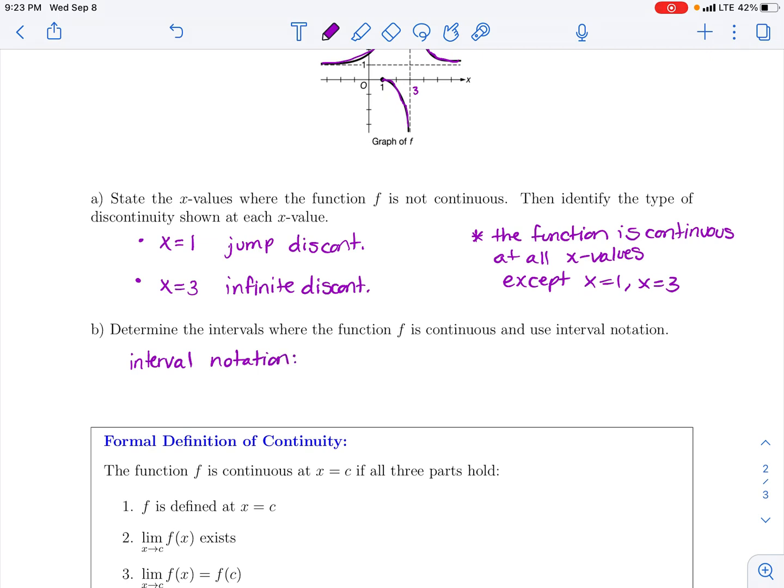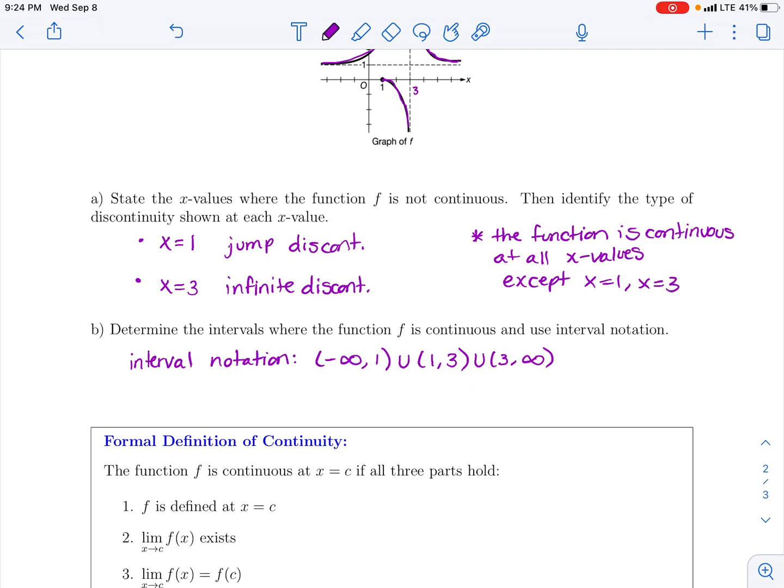Okay, well, I'm going to start with negative infinity and go all the way up to where my first x value is excluded. So from negative infinity to 1, I'm continuous. And then I'm also continuous from 1 to 3. So now I'm going to go all the way from 1, not including 1, to the next value where I'm not continuous, which is 3. And then not including 3, I'm continuous everywhere else. And so that's why I have from 3 to infinity.